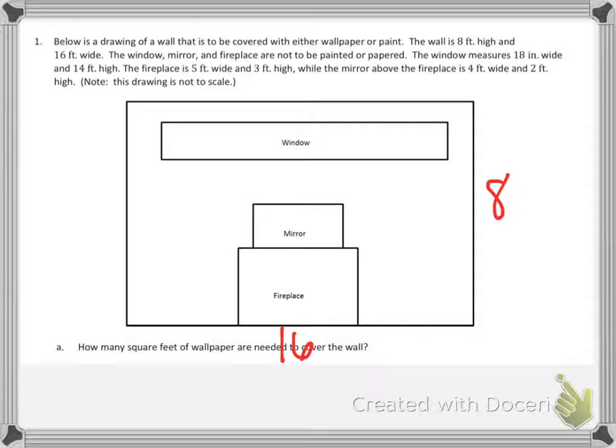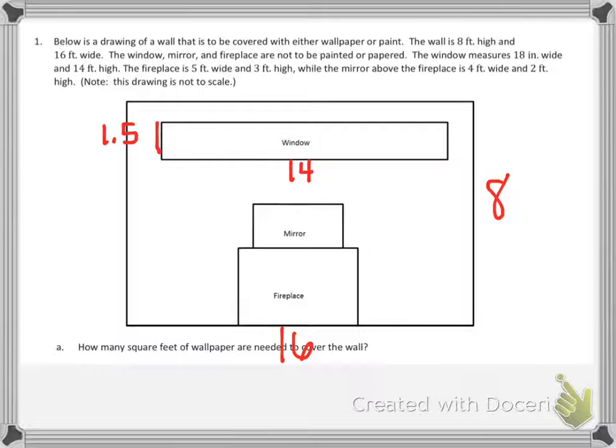The window, mirror, and the fireplace are not to be painted or papered, so we're not going to do those. So we need to know the dimensions there. The window is 18 inches wide and 14, actually that should be 18 inches high. Inches and feet, so I want all this to be in feet. So 18 inches is 1.5 feet. So this is going to be 1.5 feet for this window here. And then it's 14 feet wide is what it should be, so 14 feet wide.